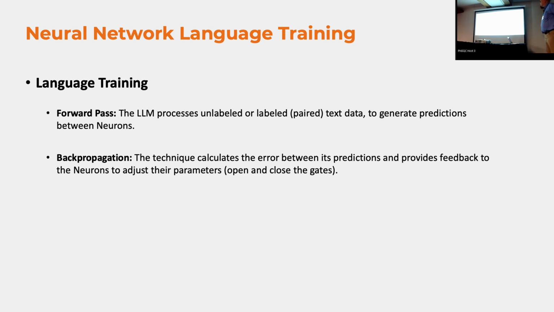So, language training, right? The neural network is where the language is trained. It has to understand at a deep level, and when they talk about neural networks, they talk about a deep level, all the components of the language, right? A key component of the language training is called the forward pass and the back propagation, right? The forward pass processes unlabeled and labeled data, which we'll talk about in a second.